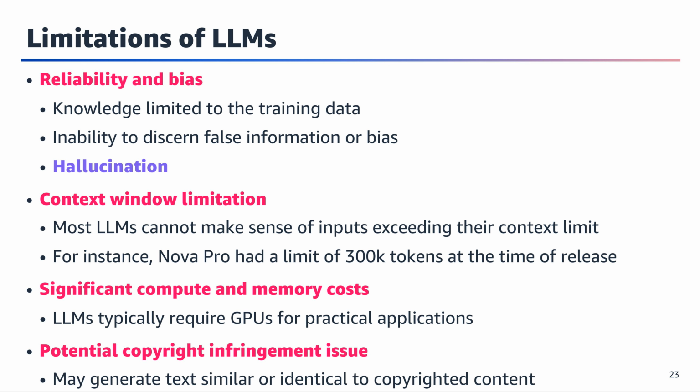One of the most concerning issues is hallucination, where models generate convincing but false information. This is compounded by context window limitations, which restrict how much information they can process at once. From a practical standpoint, these models require significant computational resources, typically needing powerful GPUs to run effectively. Finally, we need to be mindful of potential copyright issues, as these models may inadvertently reproduce copyrighted content. Understanding these limitations is crucial for responsible implementation and use of LLM technology in any organization.